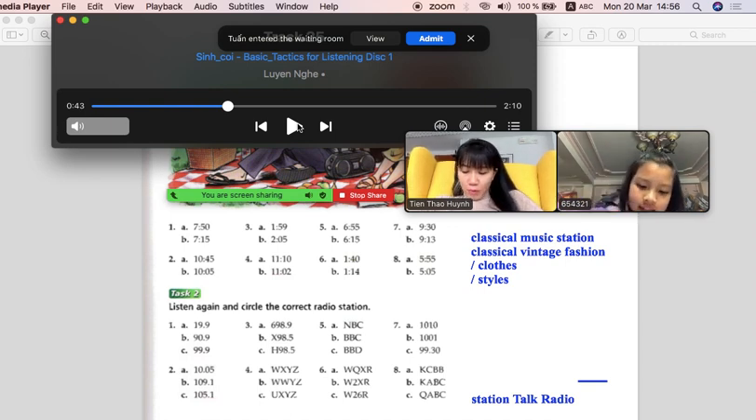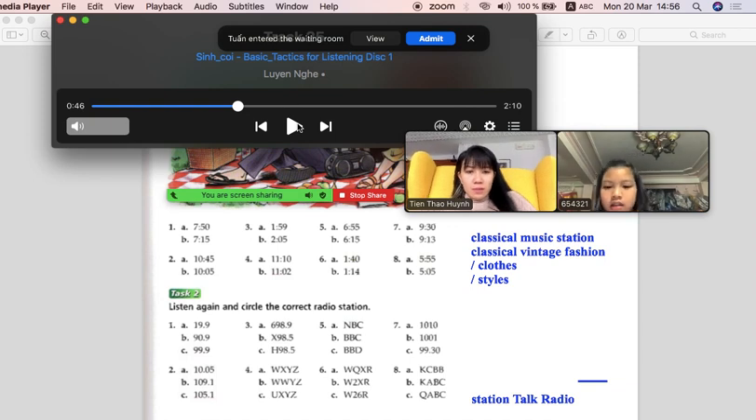X 98.5, so we mean 3B. On your FM dial. The jazz station. What did you hear? What is this station? Jazz station. Jazz station, it means like some light music, right?